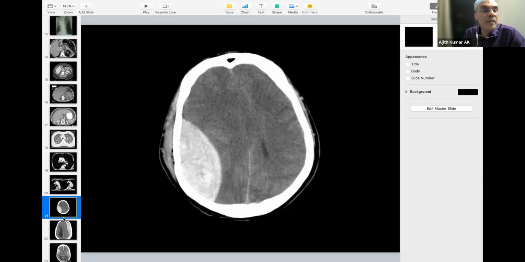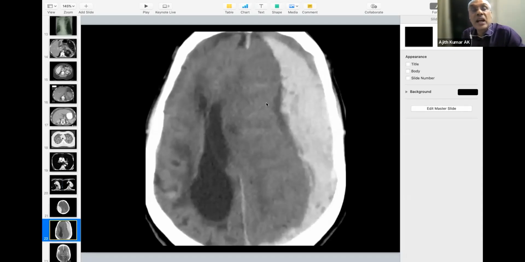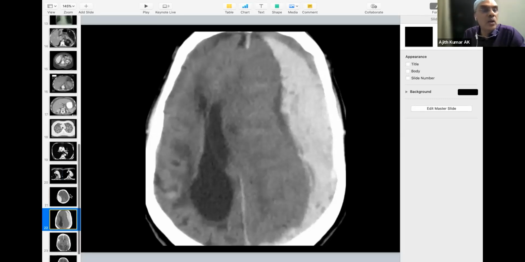You can see the ventricles, you cannot even see them. This is a sort of subdural hematoma. It has crossed all the sutural lines. There is a midline shift happening. There is some kind of hydrocephalus also I can see.